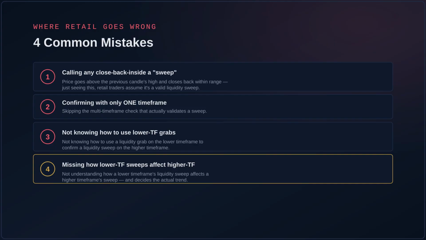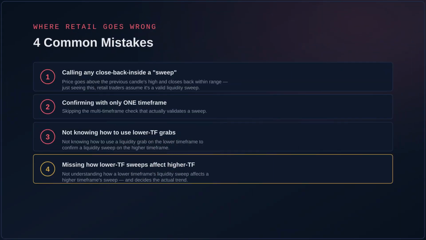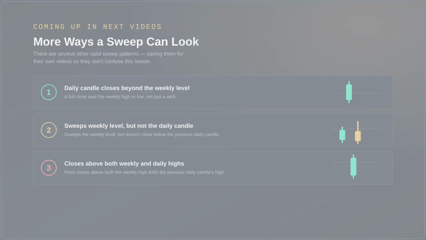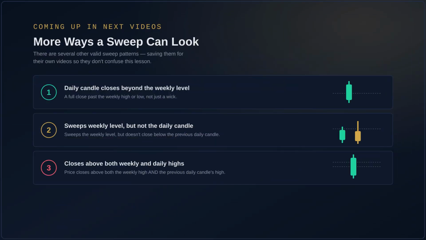Retail traders don't know how a lower time frame's liquidity sweep affects a higher time frame's liquidity sweep and decides the trend. Till now, we have understood a valid liquidity sweep and its visual examples, and some common mistakes retail traders make while analyzing the market. There are several other methods for how a valid liquidity sweep can look, which we'll discuss in the next videos, as adding them here would only confuse you.